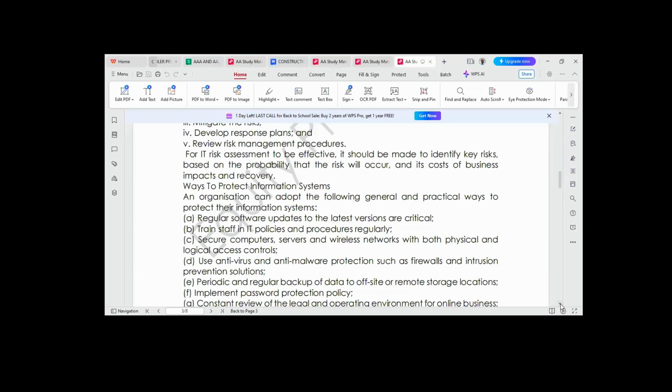Okay? Then, another way you can also do that is periodic and regular backup of data to an off-site or remote storage location. When you back up, don't store it in one place. Change location. Okay?